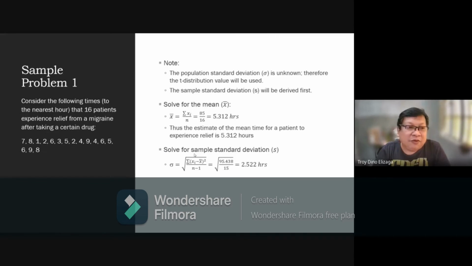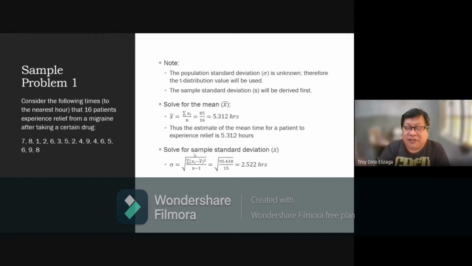First sample problem, consider the following times at the nearest hour that 16 patients experience relief from a migraine after taking a certain drug. So there are 16 values: 7, 8, 1, 2, 6, 3, 5, 2, 4, 9, 4, 6, 5, 6, 9, 8. Okay. So note that the population standard deviation sigma is unknown. Therefore, the t-distribution value will be used.